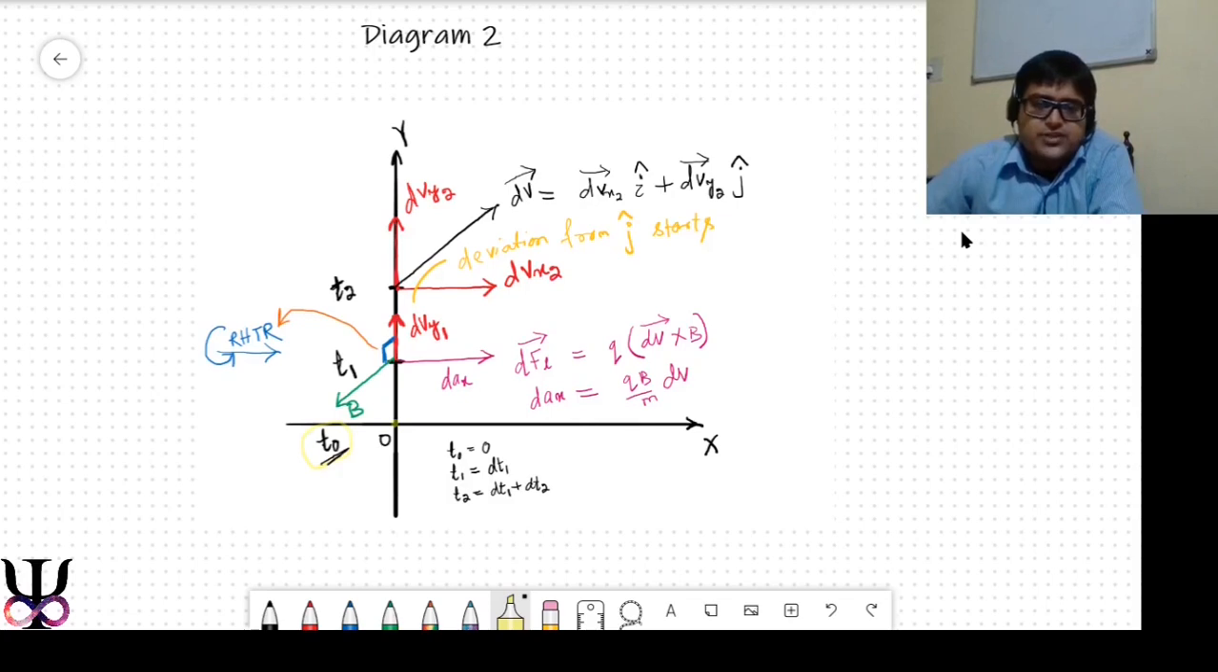So starting from 0, the particle accelerates for a very small time interval, let's say dt1. By the time the interval has passed, time will be from t0 to t1. So let's call t1 as dt1. In the dt1 time interval, the particle will gain a very small amount of y velocity, from 0 to dvy1. That's the differential velocity that the particle gains by the time it is t1. That means the particle has reached somewhere here, at this particular point, as I'm showing with the pointer.